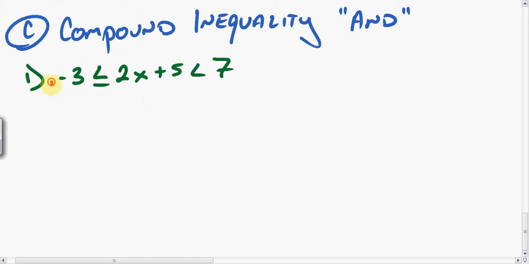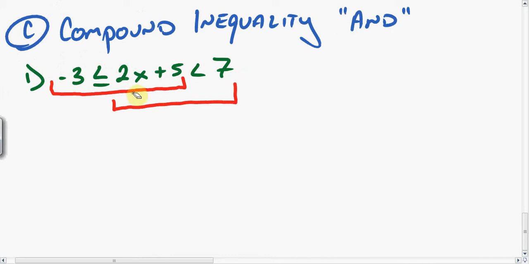Alright, we have one inequality, which is -3 is less than or equal to 2x plus 5. And the second inequality is 2x plus 5 is less than 7. Those are two separate inequalities combined together to make a compound inequality. And when we have an AND inequality, both of these inequalities must be true for this to work. Both have to be true.